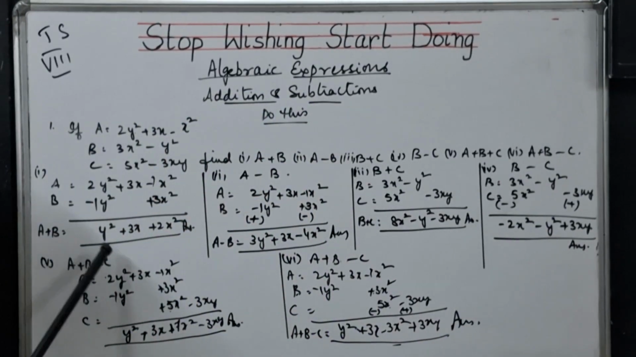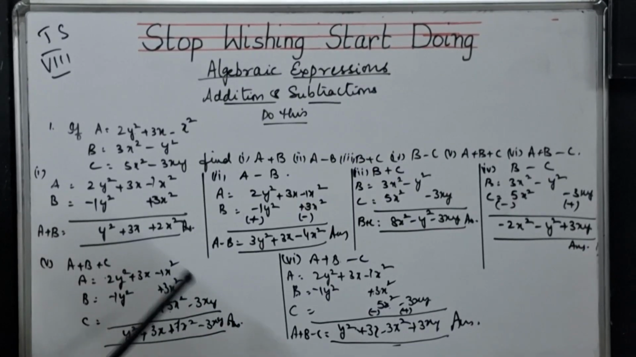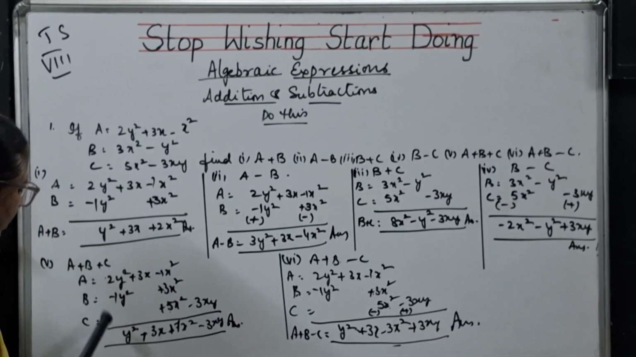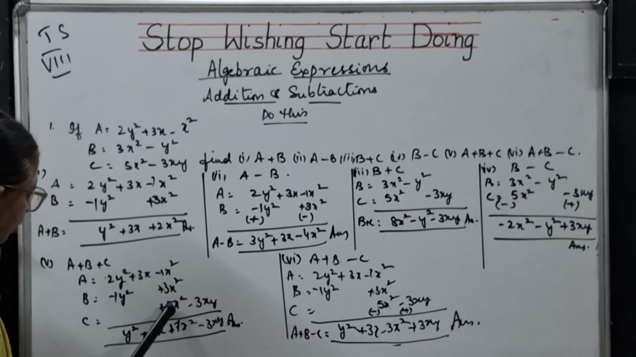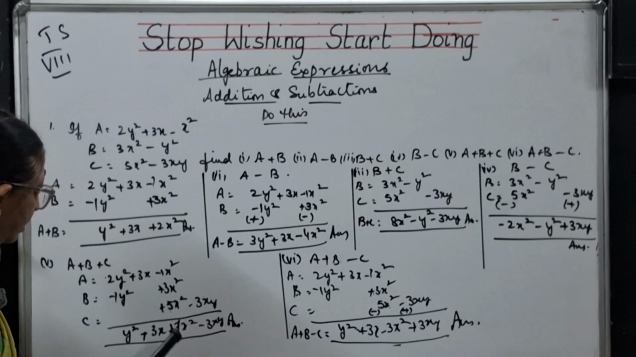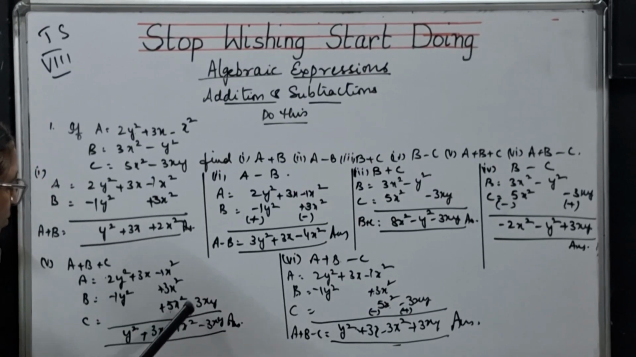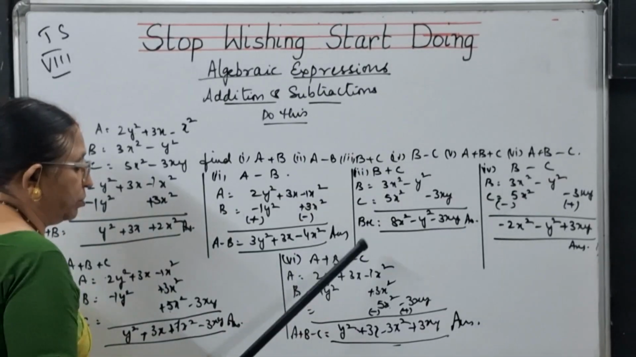Next, A plus B plus C. All the three you have to add. A values I have taken, B values I have taken, C values I have taken. Like terms together you need to put. After putting, direct addition: 2 minus 1 is 1, 3x as it is, 5 plus 3 is 8, 8 minus 1 is 7, and plus signs are more, so plus 7x square minus 3xy is the answer for this fifth bit. And for the sixth bit, A plus B minus C.